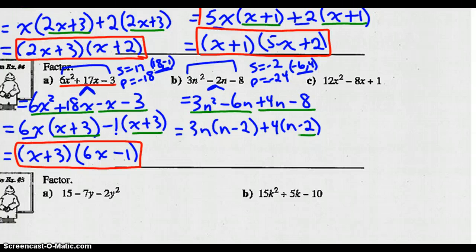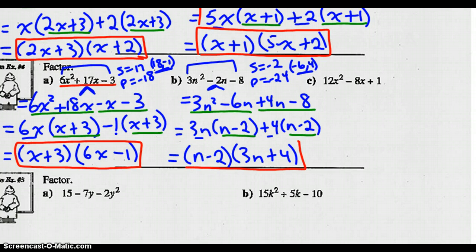If we did it right, we should have a common binomial factor. That common binomial factor, we factor out the n minus 2. We're left with 3n plus 4. Method of decomposition works every single time if it's a factorable trinomial, just like we started with right there. All right.